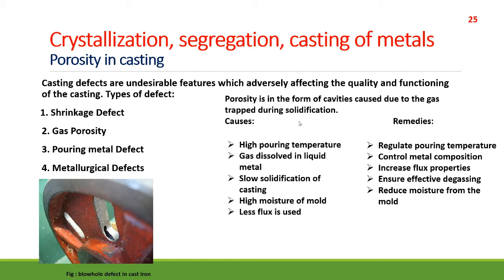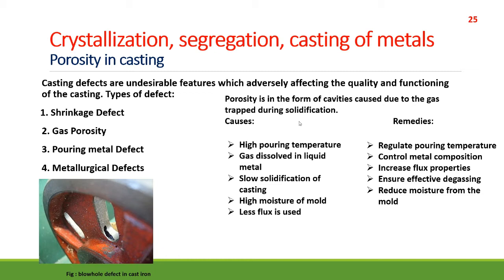As I told, that is what flux is. Number four is ensure effective degassing. We need to degas the mold because if there is a lot of gas already present in the mold, we will end up having a lot of porosity. Number five is reduce moisture from the mold. If the mold or the cast has a lot of moisture, we will have, as I said, a lot of pores in the system. So that is all about the porosity or the gas porosity.